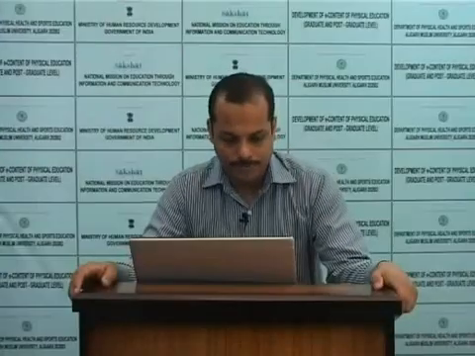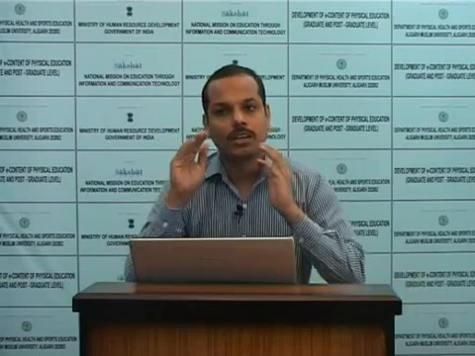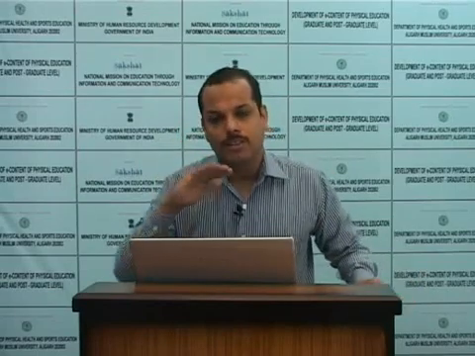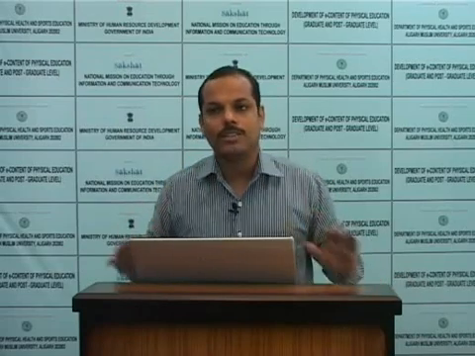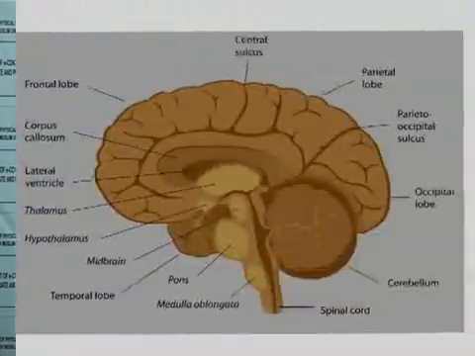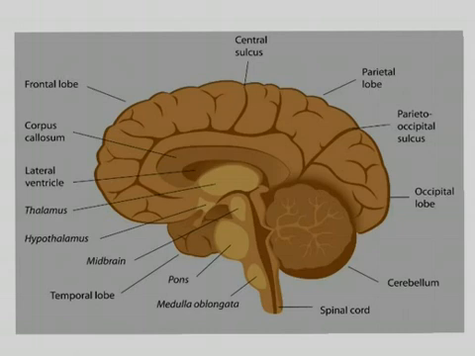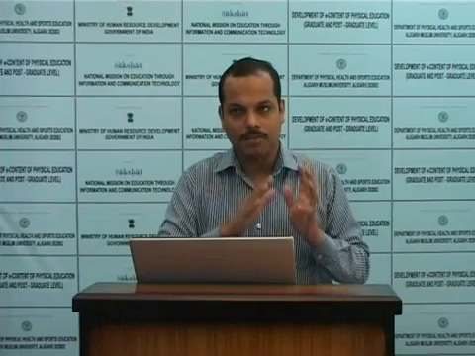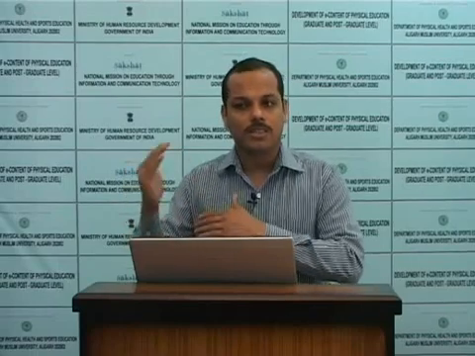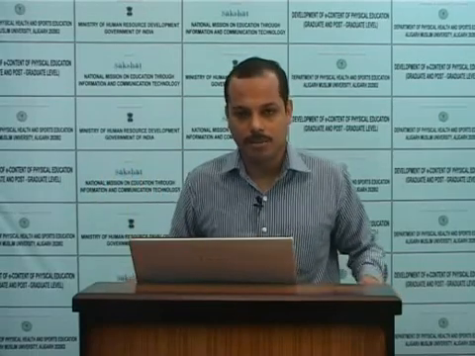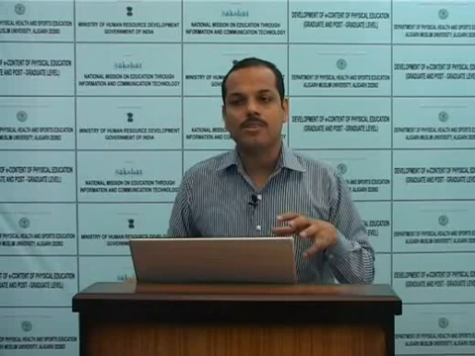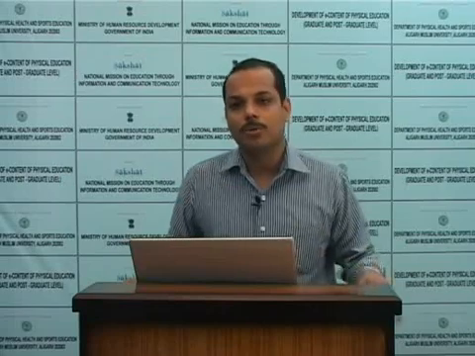Now, diencephalon. Diencephalon is the midline structure which is largely embedded in the cerebrum, and as it is embedded inside, it is hidden from the surface view. Diencephalon has two parts, a dorsal part and a ventral part. The dorsal part consists of thalamus, metathalamus, and epithalamus. The ventral part consists of subthalamus and hypothalamus.